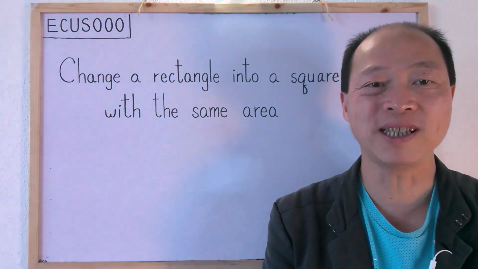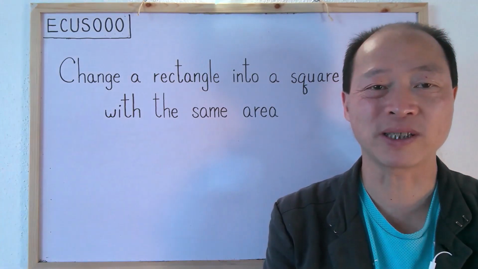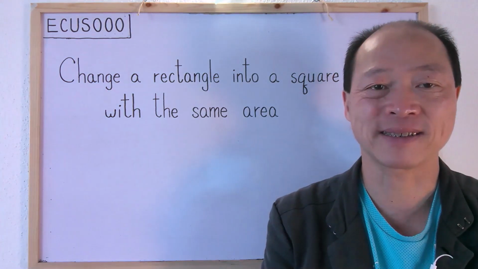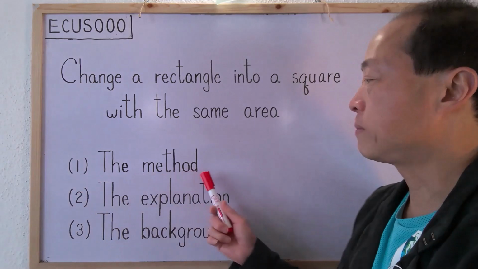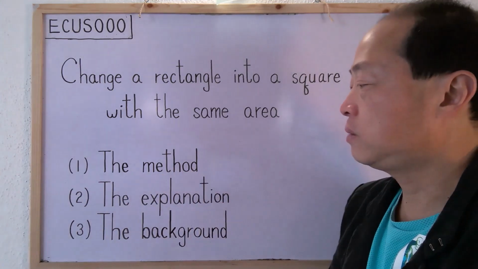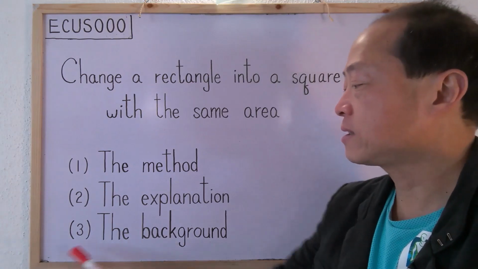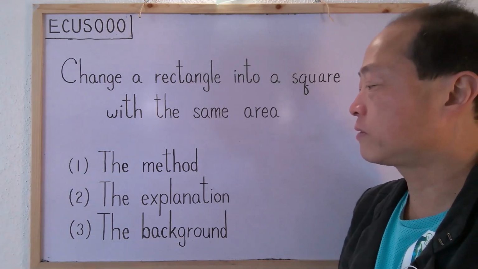In this video, we discuss how we can change a rectangle into a square with the same area. This video consists of 3 parts. In the first part, we introduce the method. In the second part, we explain why the method works. In the third part, we discuss some interesting background information of the method.